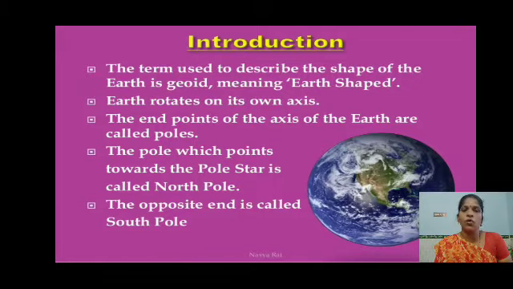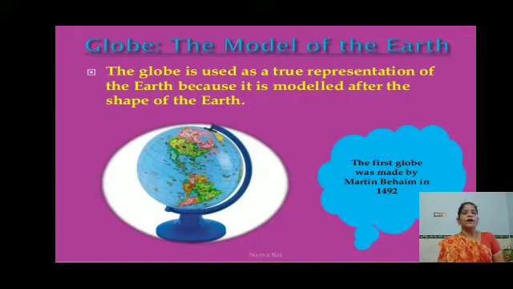Earth rotates on its own axis. The end points of the axis of the earth are called poles, that is North Pole and South Pole. Okay, these are the points we discussed. Yes. First one is the shape of the earth is geoid. Our earth rotates on its own axis. The top and bottom of our earth are called poles. The top portion of the earth is North Pole and the bottom is South Pole. Okay, dears?